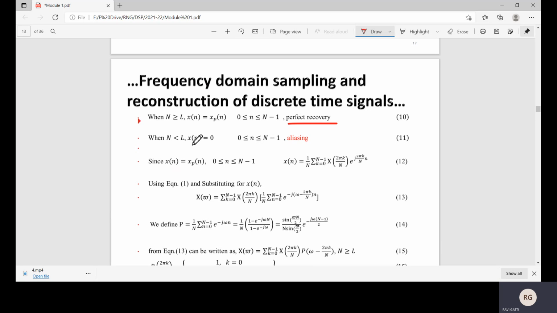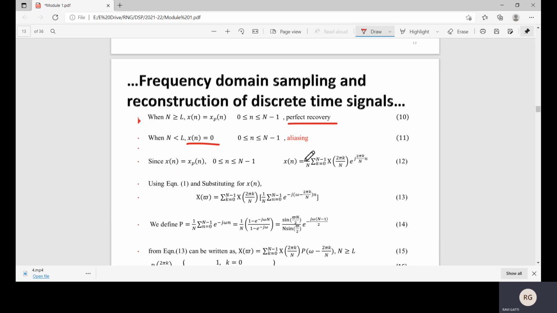Whereas if the fundamental number of samples that we have considered for xp of n is less than the number of samples we have in x of n, then aliasing will take place. It is not possible for us to reconstruct the original signal. So your x of n in the reconstruction phase will be 0. Therefore, we will not get a perfect original signal that we have discretized through the use of the Fourier transformed value. So it is necessary to have x of n equal to xp of n only when you take the non-periodic signal with a fundamental period which is greater than this value.